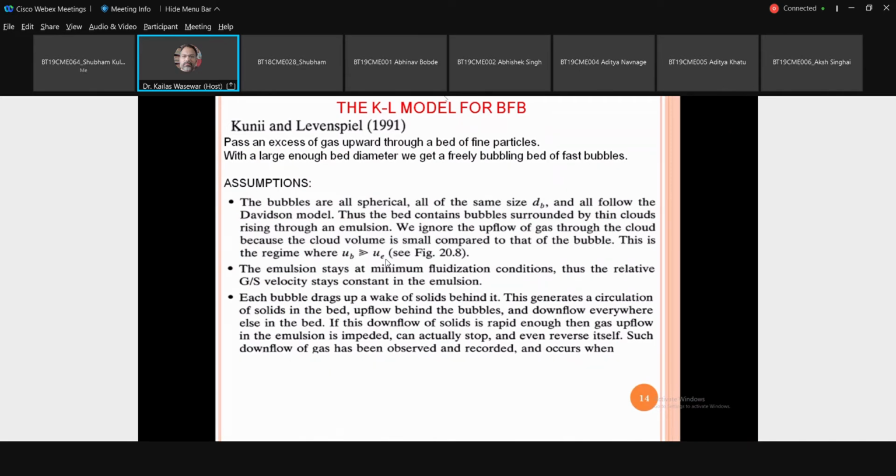Also, each bubble drags up a wake of solid behind it. This generates a circulation of solids in the bed, with upflow behind the bubbles and downflow everywhere else in the bed. If this downflow of solid is rapid enough, then gas upflow in the emulsion is impeded and can actually stop and reverse. So these are the certain assumptions for the Kunii-Levenspiel model.